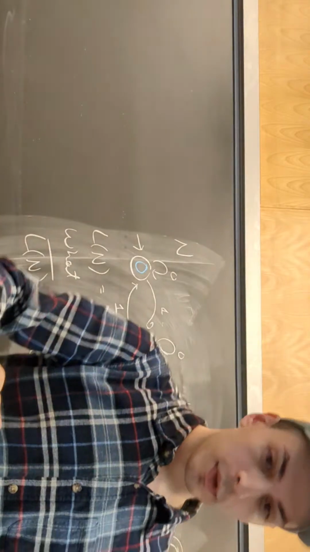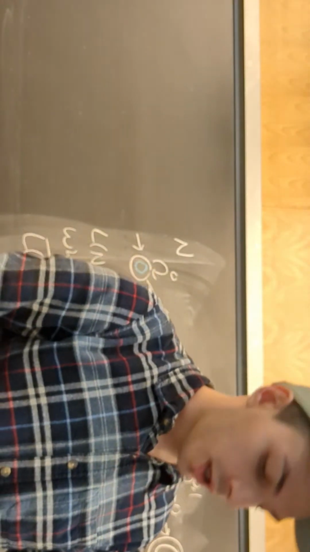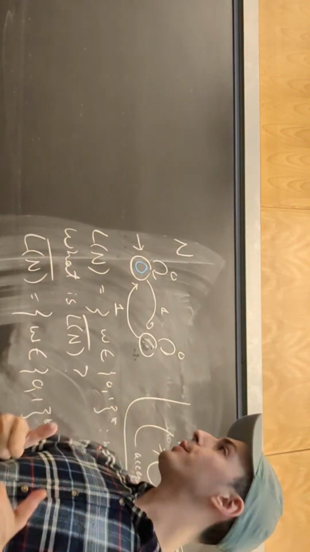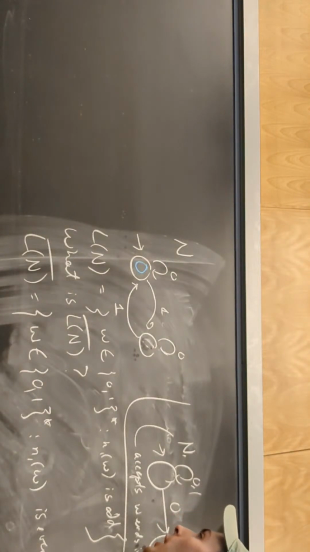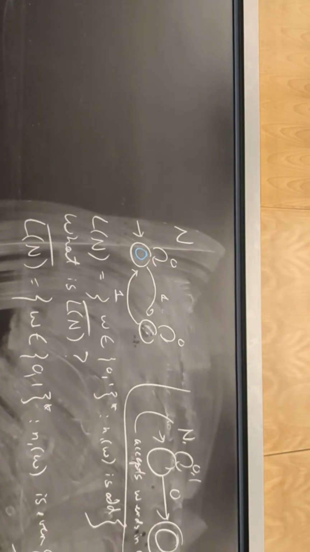Okay, so I've talked about the complement, which is what I wanted to do. Now let's talk about closure properties. Let me not erase this part.